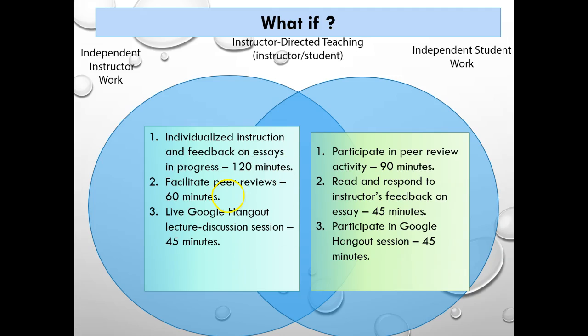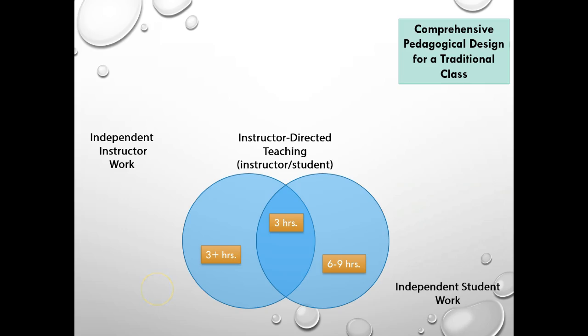If that's the way I've defined my teaching, then pretty clearly the student needs to uphold her end of the bargain, right? In order for me to facilitate the peer review, the student has to do the peer review. In order for me to actually give the individualized instruction on the draft, the student has to do the draft, and there's no point in giving the feedback if the student isn't reading the feedback and doing something with it. And I can't really count the Google Hangout as teaching time if I'm there by myself, so the student has to be there too. I'm going to hit you with one more example.